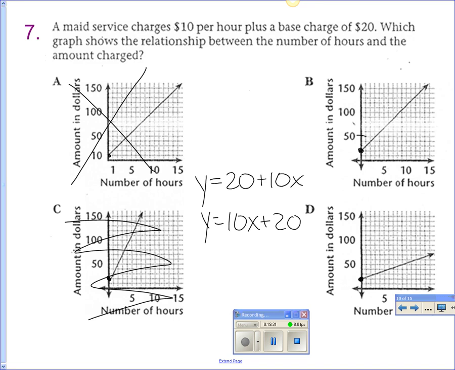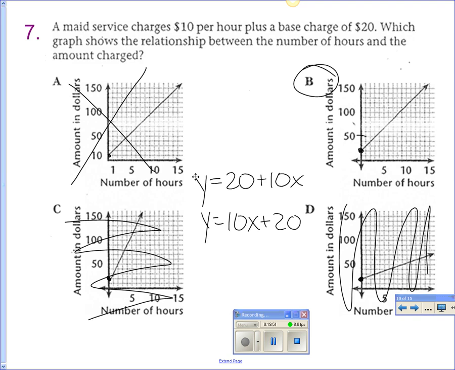What else does it need to go? Up 10. How much is one block on this one? 10. So up 10 over 1. Does that one work? Nope. So Rebecca was right. You can mark this one out. Does this one go up 10 over 1? Yeah. So that one is B. All right.